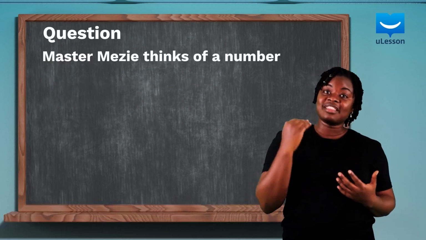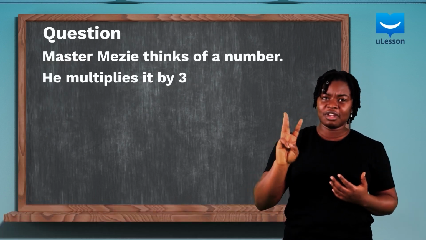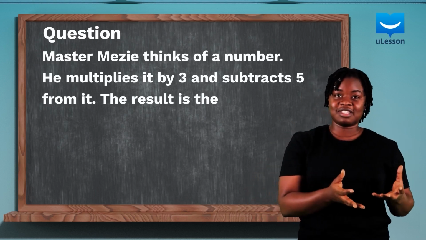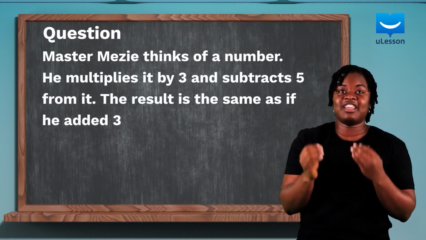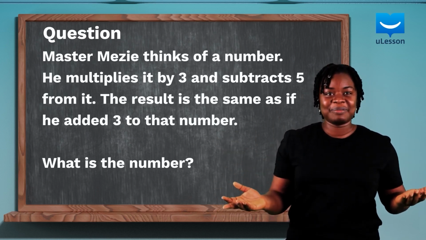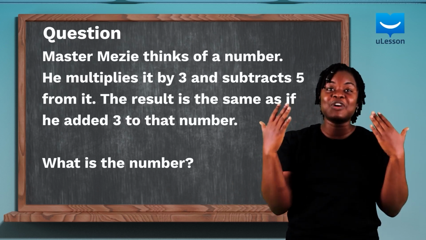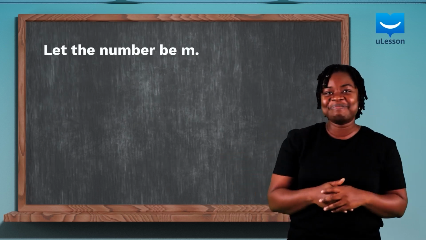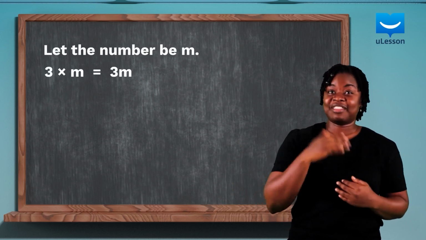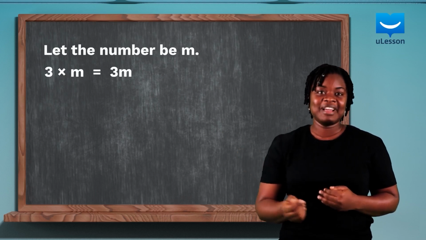So Master Messier thinks of a number, he multiplies it by 3, and he subtracts 5 from it. Now the result of this is the same as if he added 3 to that number. So what is the number? Now since we don't know what the number is, we're going to call it m for Messier. So Master Messier multiplied m by 3. So this gives us 3m.